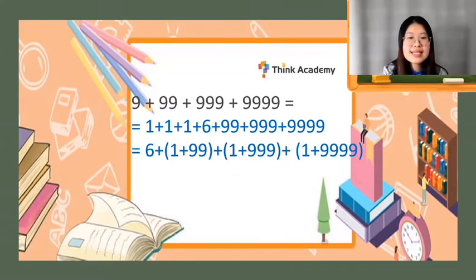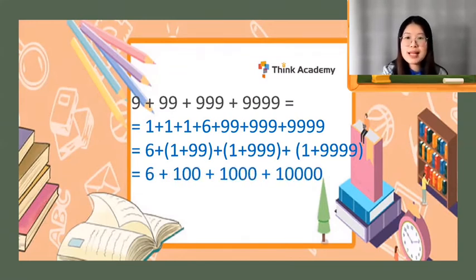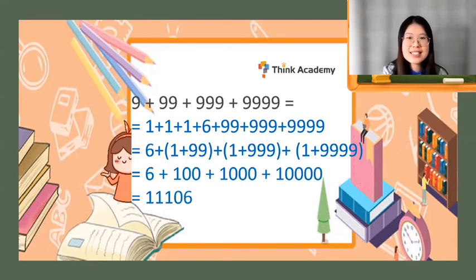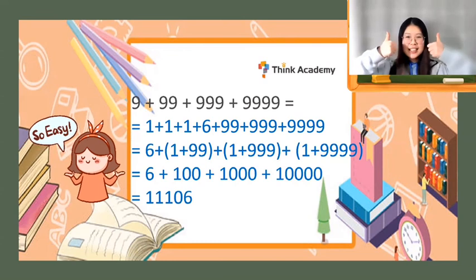Which is equal to 6 plus 100 plus 1,000 plus 10,000, which is equal to 11,106. We got the answer.